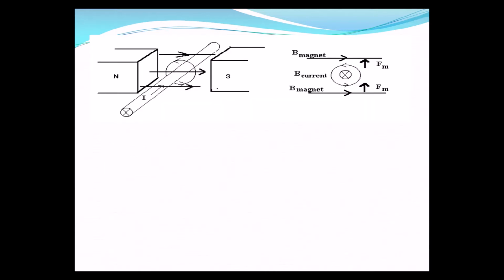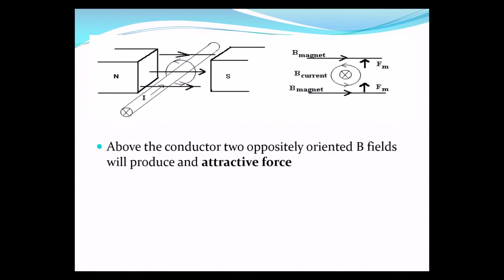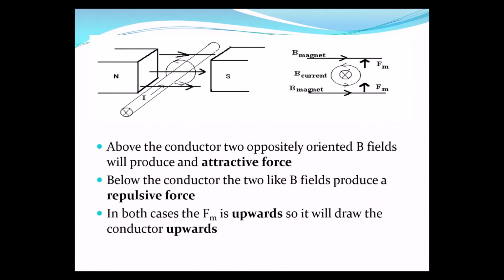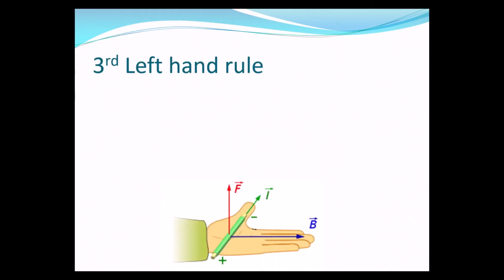So here's just a little summary of what we just drew on. Above the conductor, two oppositely oriented fields will produce an attractive force, moving my wire up. Below the conductor, we have like fields that it's going to repel, so it's going to repel away from that field. And in both cases, the magnetic force Fm is upwards, so we'll draw the conductor upwards. So doing that every single time is a little bit annoying.